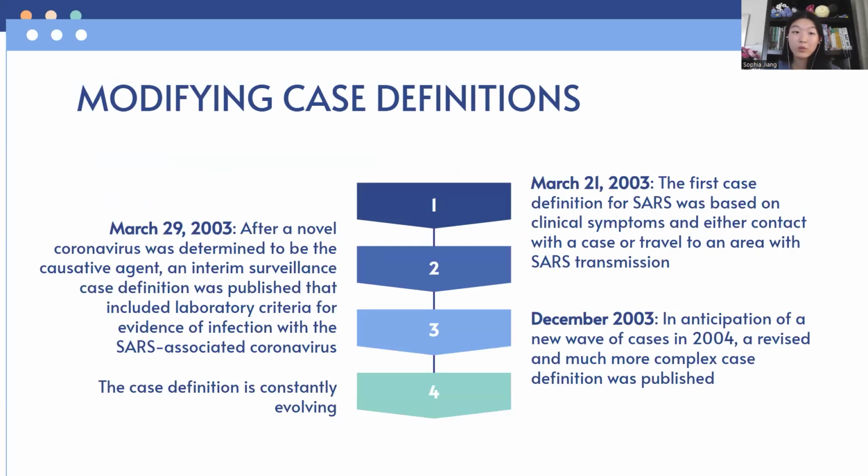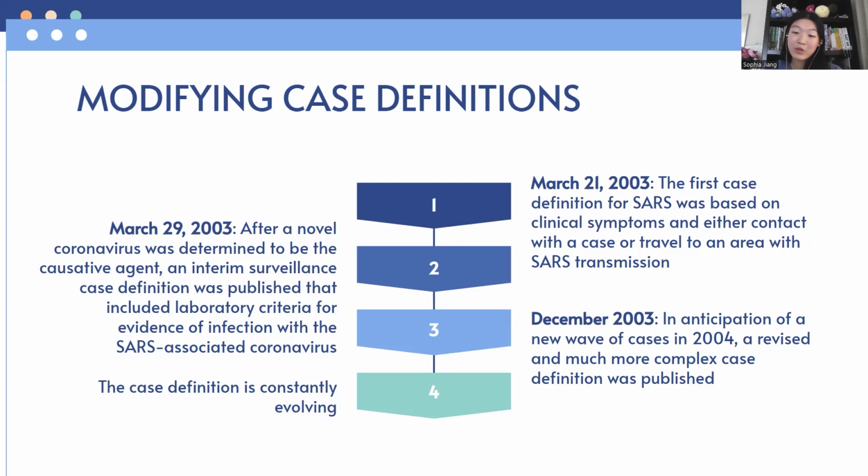So now moving on, we're going to talk about modifying case definitions. So here is another example for a SARS virus. On March 21st of 2003, the first case definition for SARS was based on clinical symptoms and either contact with the case or travel to an area with SARS transmission. As we can see, we're basing it on how the disease spreads and clinical case, with no mention of laboratory findings right now. And on March 29, 2003, after a novel coronavirus was determined to be the causative agent, an interim surveillance case definition was published that included laboratory criteria for evidence of infection with the SARS-associated coronavirus.